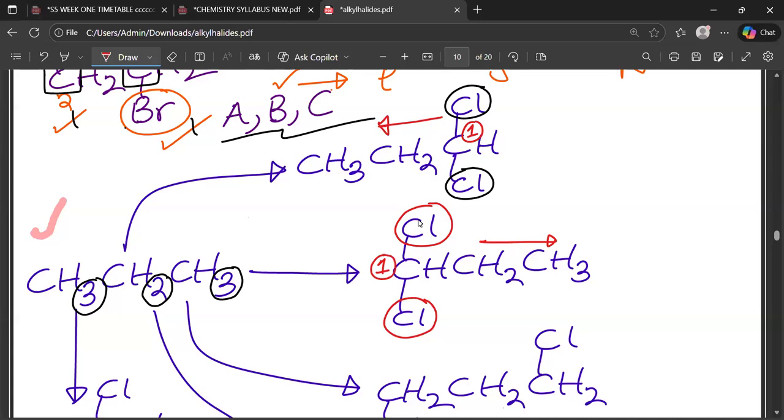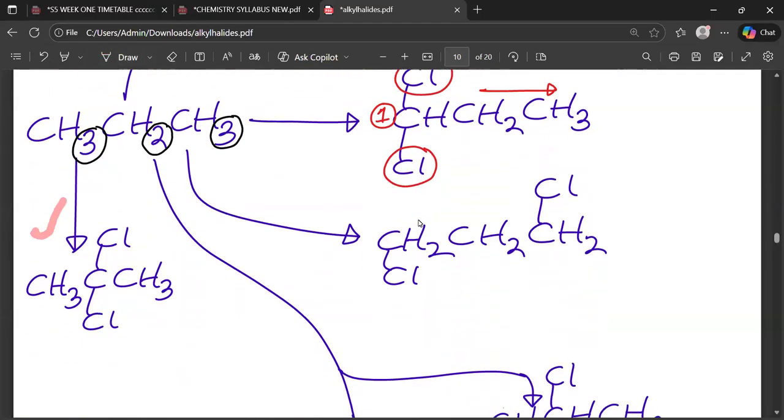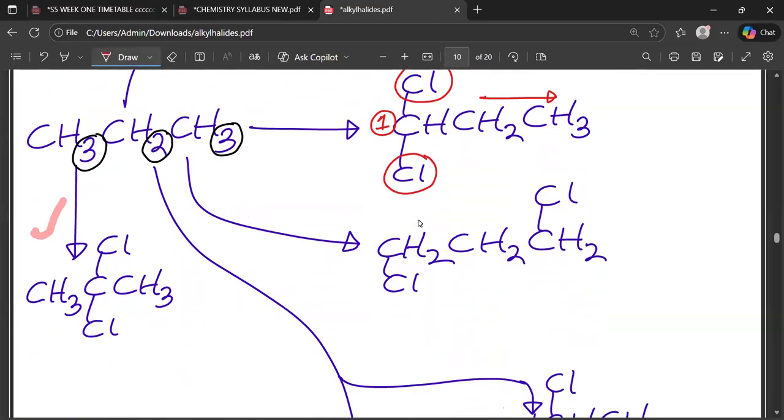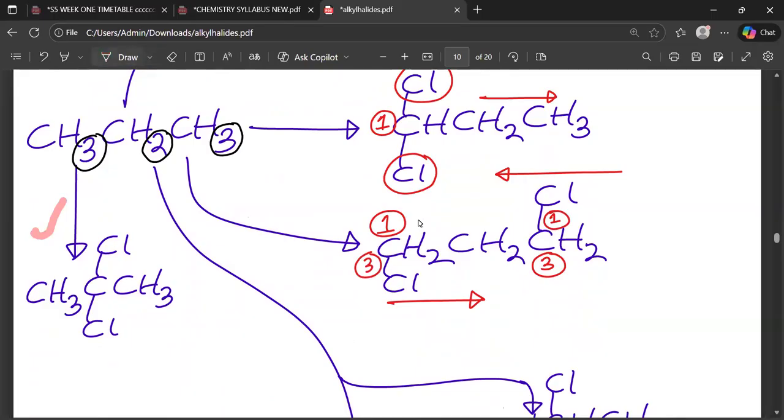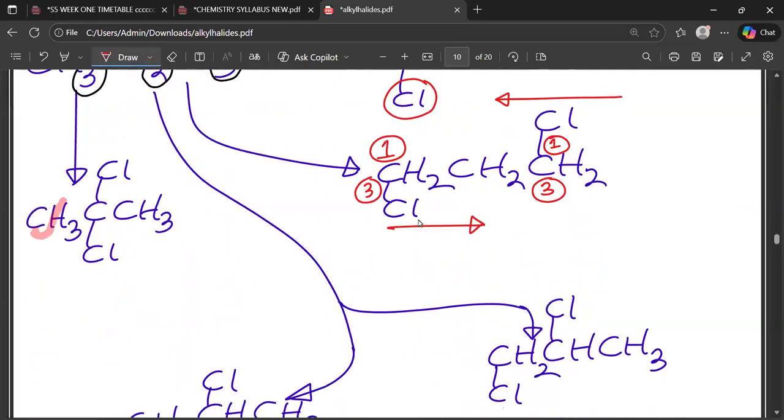And this one is also carbon number 1 because of the direction. Hope you're listening. Okay. Then this one has no option. When I follow this direction, this will be carbon 1 and this will be carbon 3. When I follow the other direction, this will be carbon number 1 and this will be carbon number 3. So it's the same. Even this one, the same thing. When I follow this direction, this will be carbon number 2. And when I also follow the other direction, this one will also be carbon number 2.